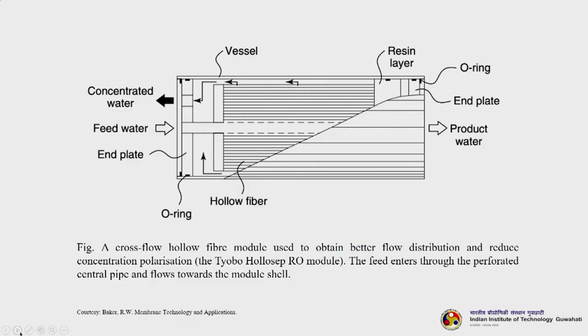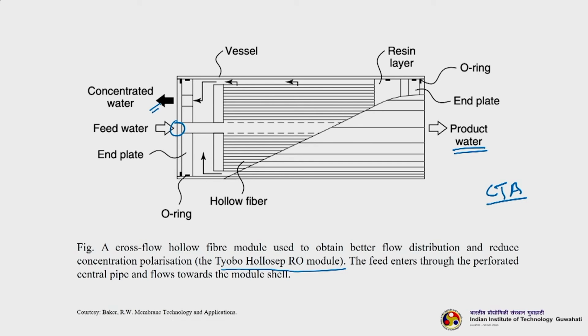So, this is a cross flow hollow fiber module. This is used to obtain better flow distribution and reduce concentration polarization. This is actually the Toyobo hollow fiber RO module. The membrane material here is cellulose triacetate, and you can see that the feed enters through a perforated central pipe, and flows towards the module cell, and you get product water here. That is actually the permeate, and the concentrated water here.